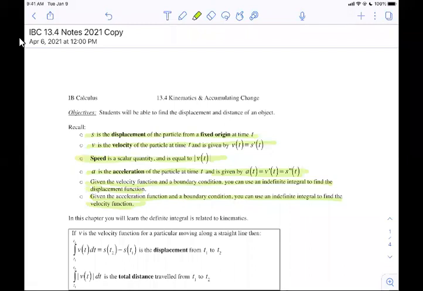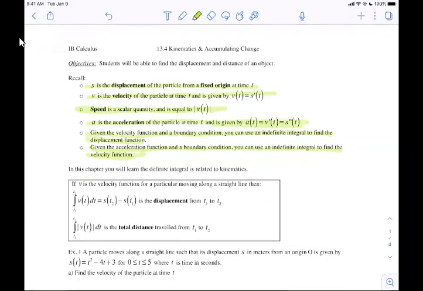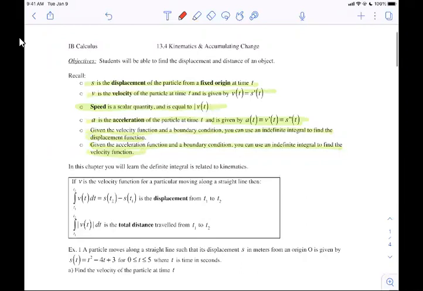Now, in this chapter, you're going to learn the definite integrals related to kinematics. And kinematics is motion of an object. So here's what I want you to see. If v is the velocity function, you can find the displacement by doing the integral of v of t. It's s of time 2 minus s of time 1. Displacement is where are you with respect to where you started. Okay, it's not necessarily at the origin, but initial, like time 0. Now, total distance is the integral of the absolute value of the velocity function. So let's look at example 1 together, and this will make a whole lot more sense.